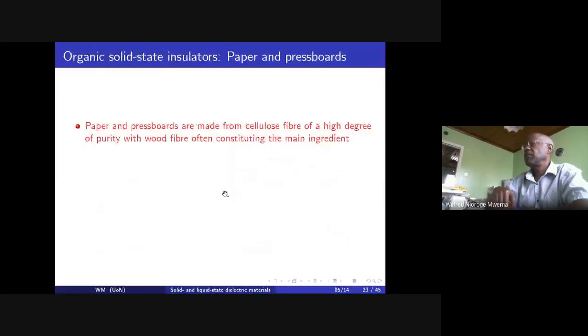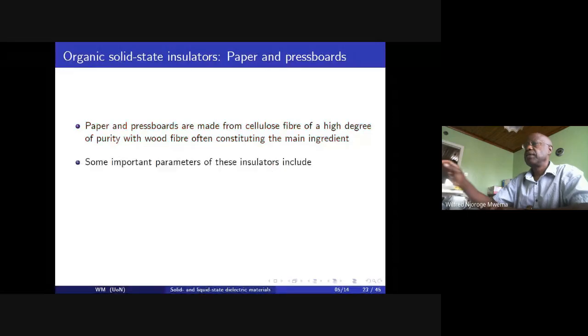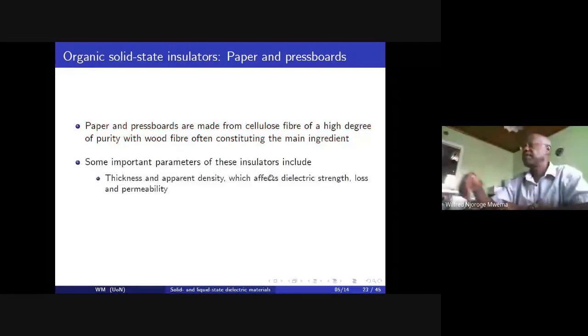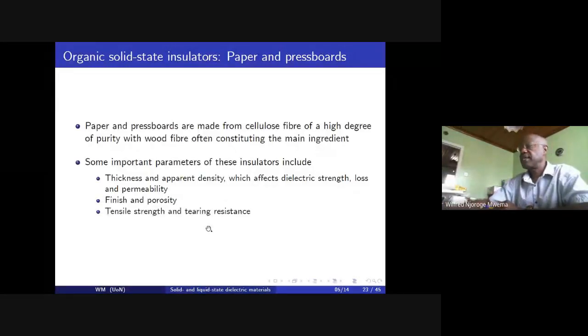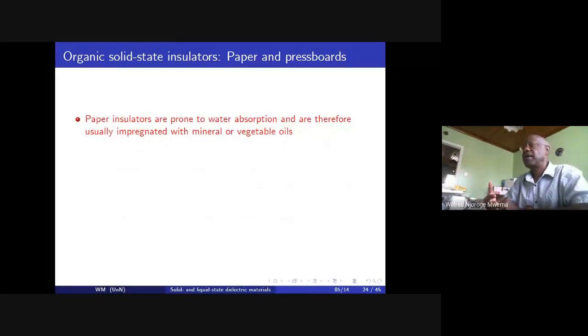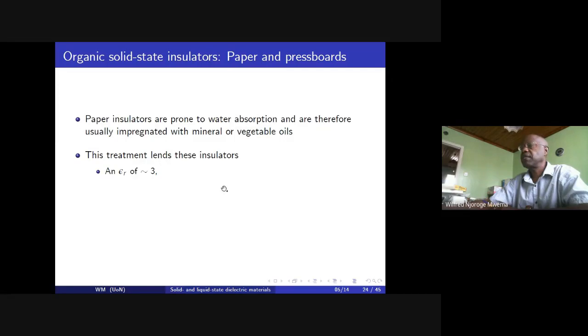So, paper and press boards are made from cellulose fiber of a high degree of purity, with wood fiber often constituting the main ingredient. So, some important parameters of these insulators will include the thickness and apparent density, which affects the dielectric strength, loss, and permeability. So, finish and the porosity, and the tensile strength and tearing resistance. Paper insulators are prone to water absorption and are therefore usually impregnated with mineral or vegetable oil to try and keep the water out. So this treatment will lend these insulators an epsilon R of approximately 3.